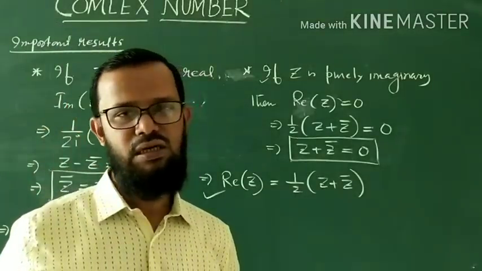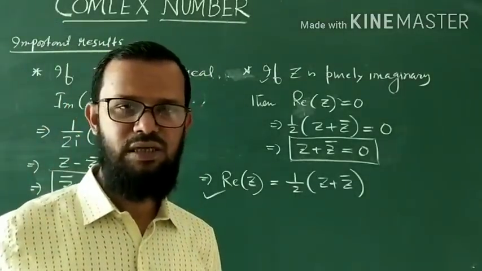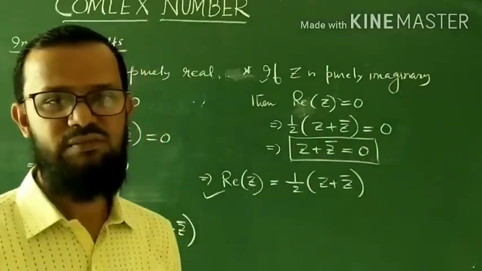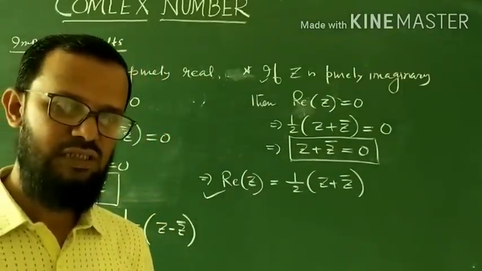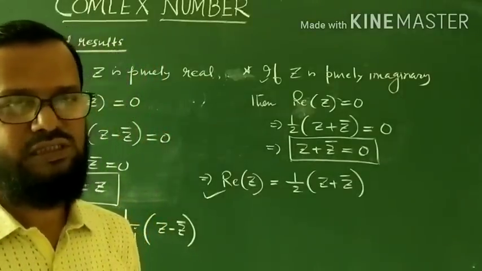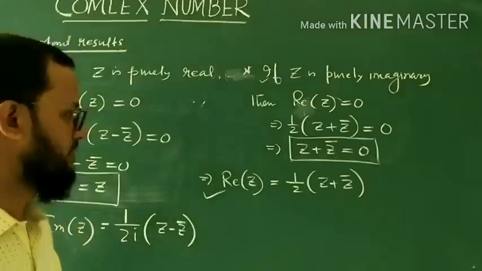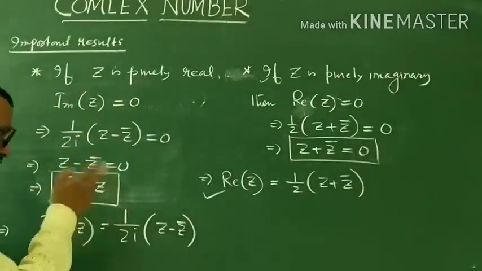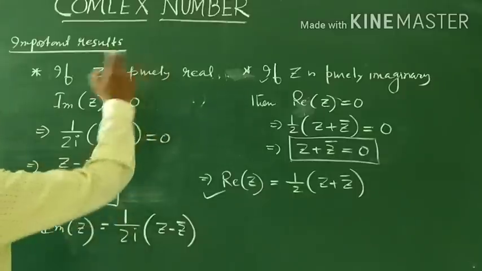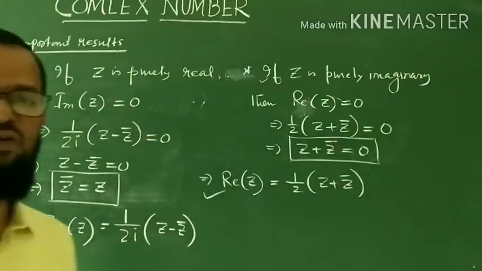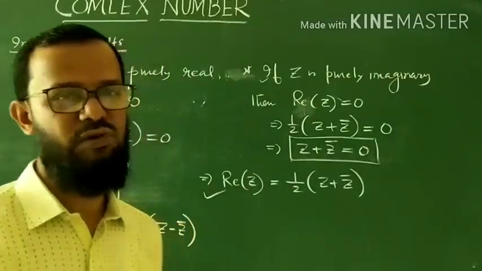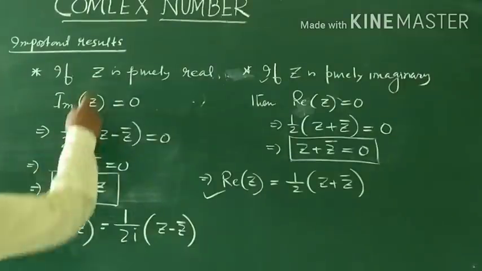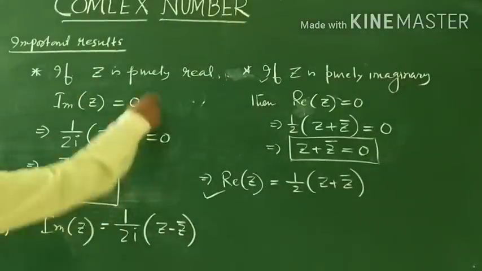Means what? If the complex number is purely imaginary, then z plus z bar equals 0. Or if z plus z bar equals 0, then you can conclude that z is purely imaginary. Similarly, if z is purely real, then you get z bar equal to z, and if you get z bar equal to z, then you can conclude that z is purely real. That means vice versa, the if and only if condition is satisfied. Okay, if this, then this, and if this, then this.